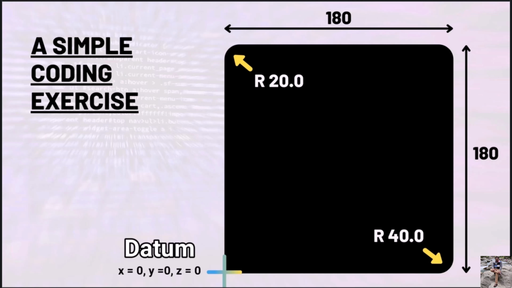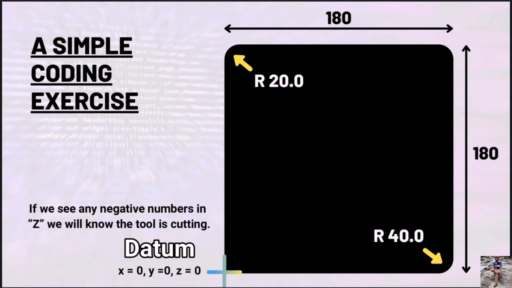You can also put the datum on the bottom of the part, but due to that the sign convention will be reversed. So I would highly recommend you keep the datum at the top of the component. That way, if we see any negative numbers in the Z axis, we will know the tool is cutting.